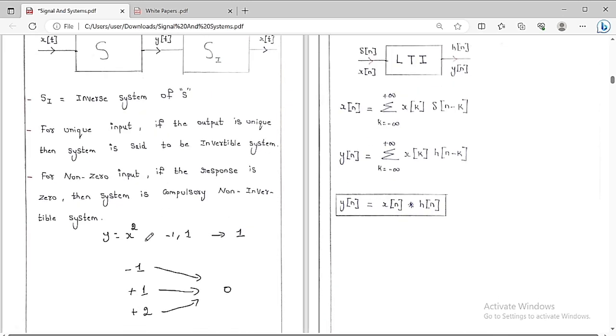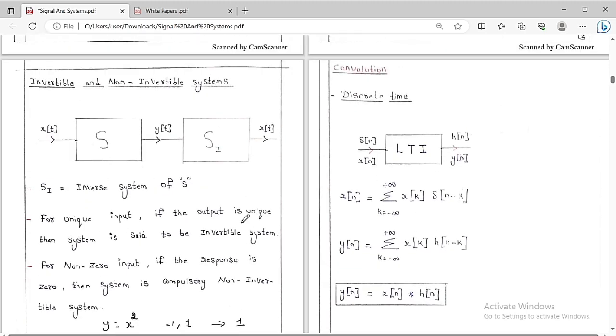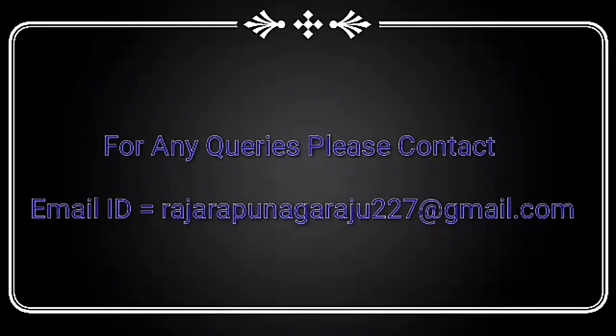Suppose for many inputs, if you got the same output, then definitely we can say it is a non-invertible system. Or we can say for non-zero input, if the output is 0, then also the system is said to be non-invertible, because for many inputs the output is 0. These things you always have to keep in your mind. So these are the properties of the system that we have discussed in a very detailed manner.